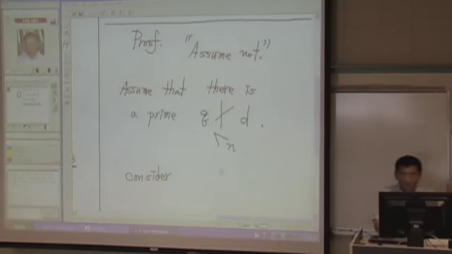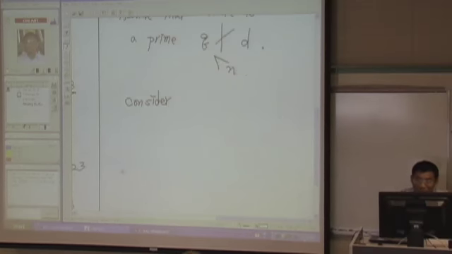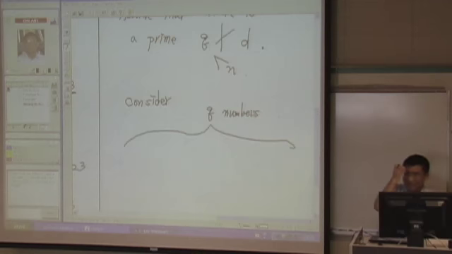So consider the arithmetic progression of Q numbers. Total Q numbers will be considered. Then P, P plus D, P plus 2D, 3D, 4D, 5D, and so on, right? And then in the end, P plus (Q minus 1)D.